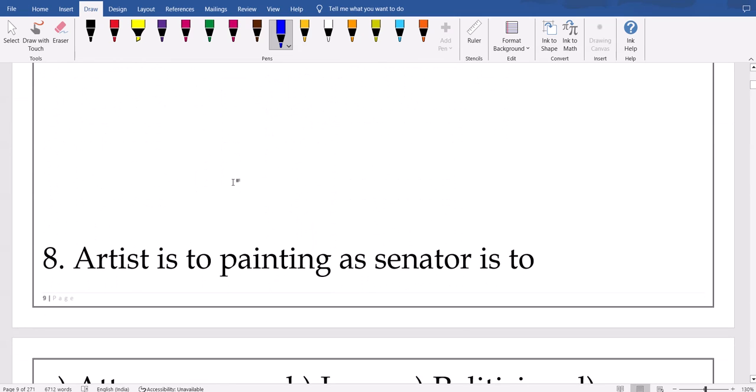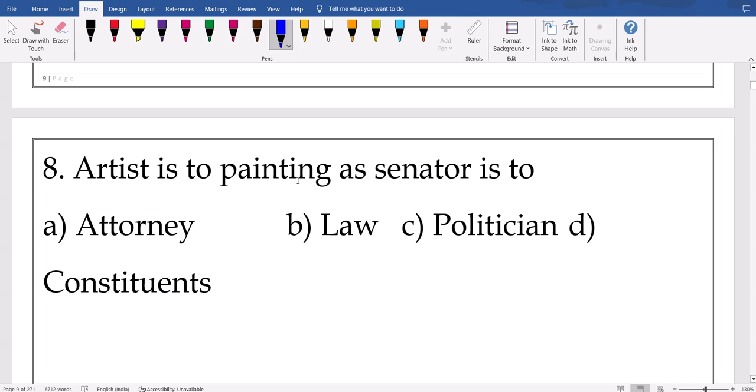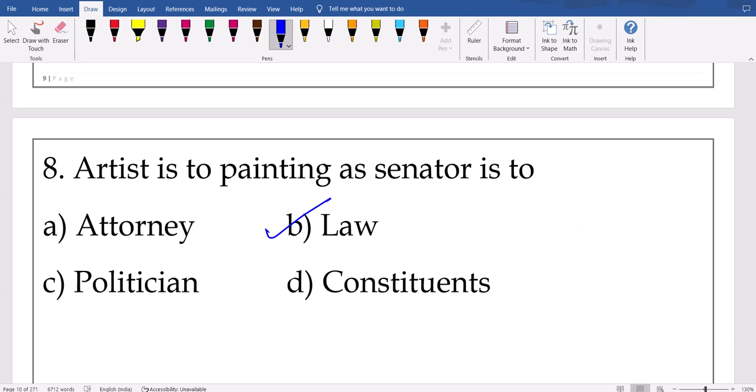Artist is to senator, law, not politician, law. So you have to know what senator means. That's what I am telling you. We need a bit of GK and the meanings of those words.